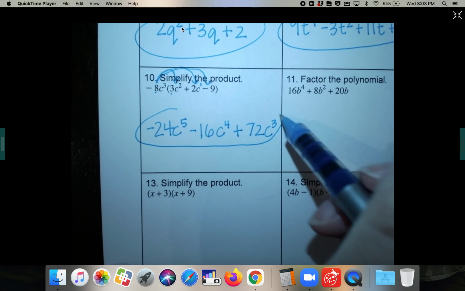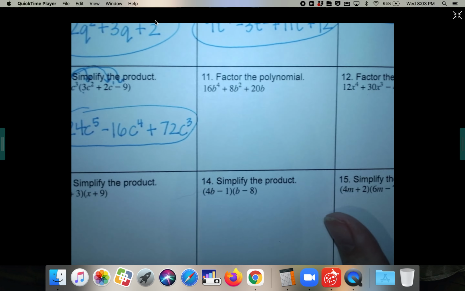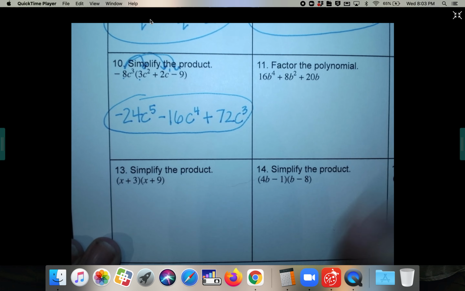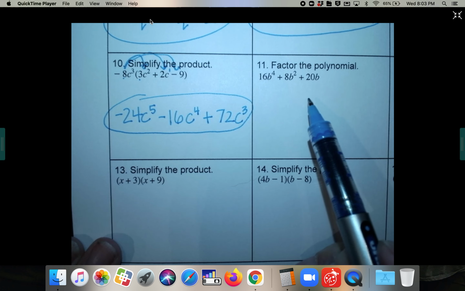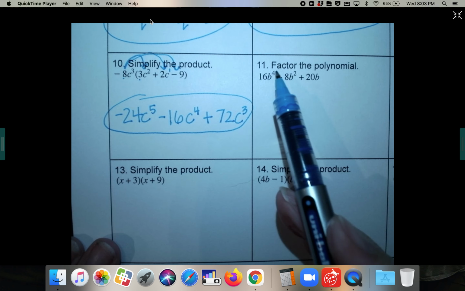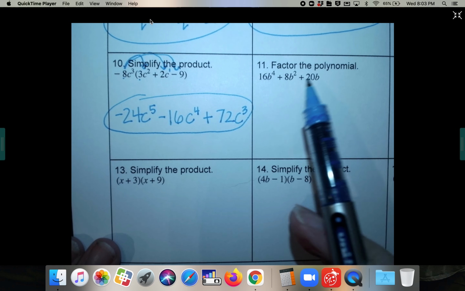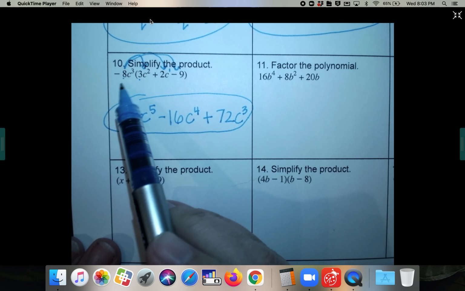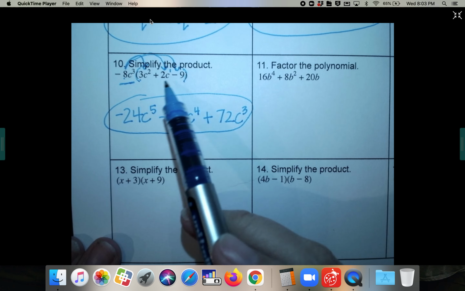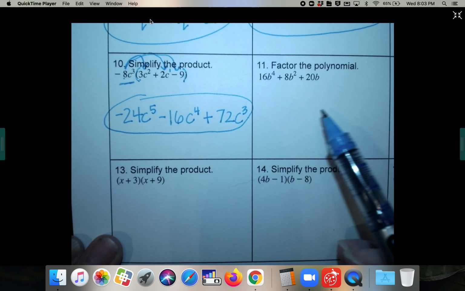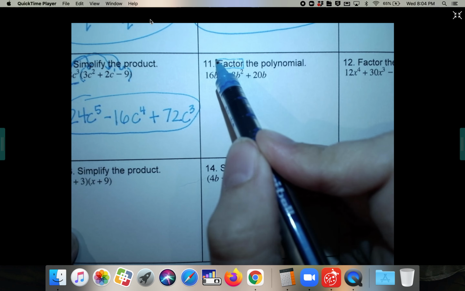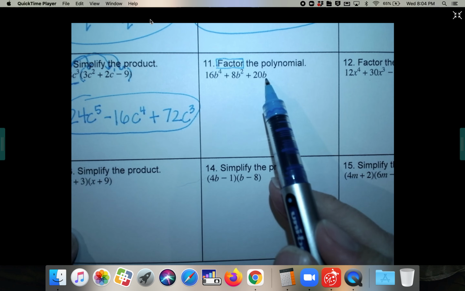All right. Factoring is exactly the opposite of this. So basically we're going to take 10 and 11. And in 10, we distributed to get one big answer. And in 11, we have the one big answer. And we're going to pull a number out front and put the rest of it in parentheses, like basically reverse distribution. So we're going to find the greatest common factor of all three of these terms.